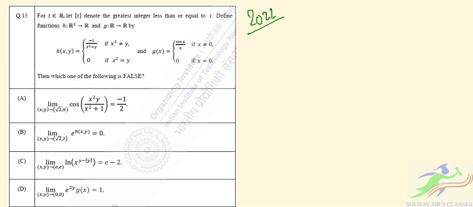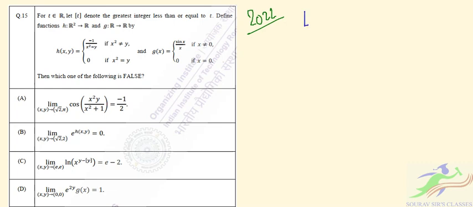So defining these functions h and g, we have two functions where the conditions are given for x square equal to y and x square not equal to y for the particular h(x) function, and this is g(x), where it is sin x by x for x not equal to 0 and 0 for x equal to 0. Okay, so which of the following is false? So we will go one by one.